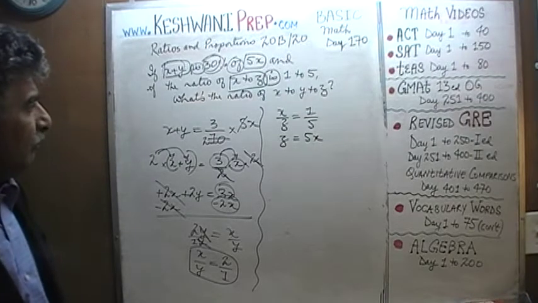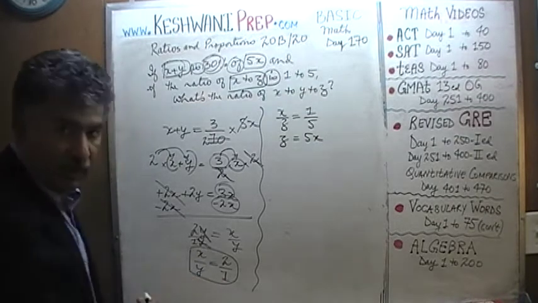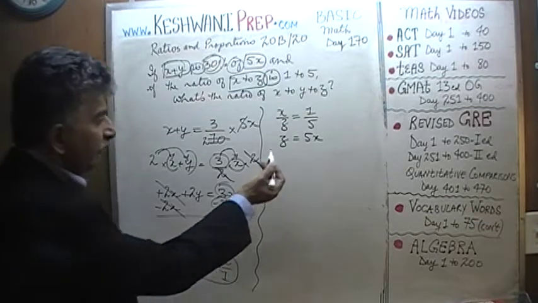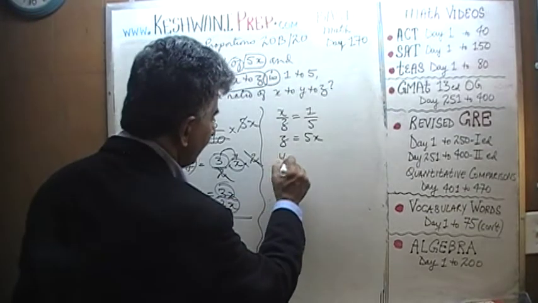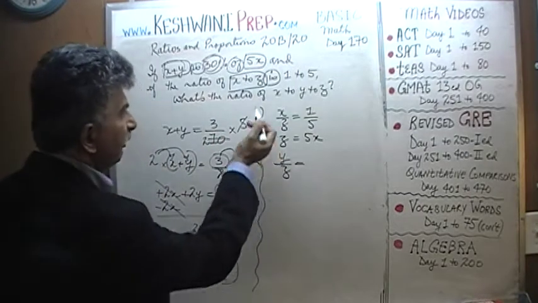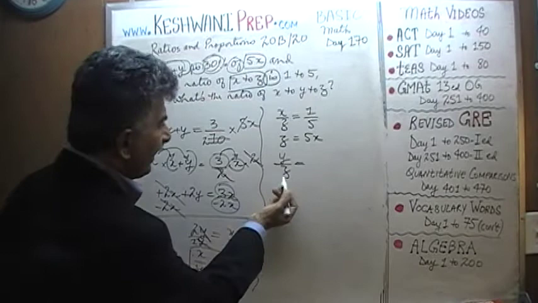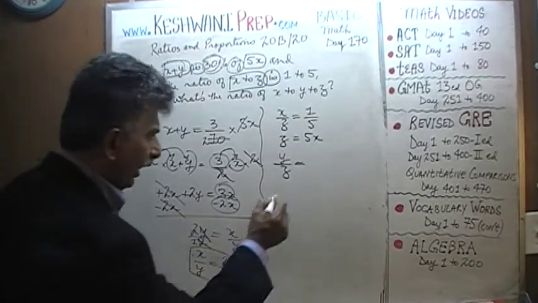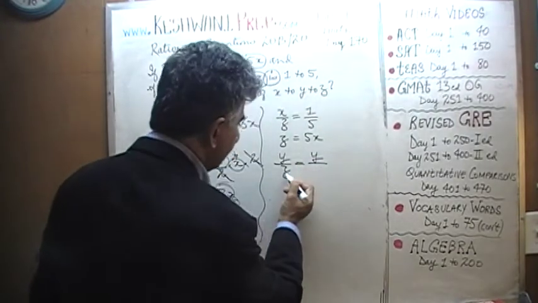We're not interested in z. We already have the ratio of x to y. We want to find out the ratio of y to z. This is what we need, y to z. We have the ratio of x to y. If you can figure out y to z, we can answer the question.